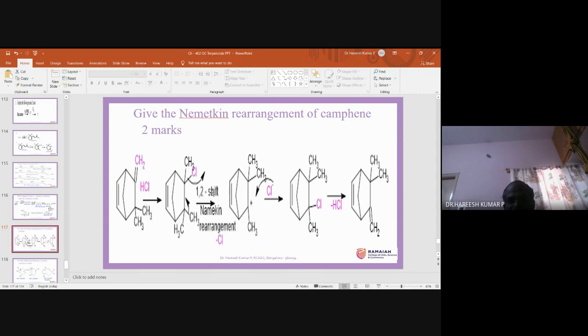So the main Nametkin rearrangement is only the 1,2 shift of the methyl group. More particularly, Cl will go out and this will attack here. So this is only the Nametkin rearrangement. But since there is a mention of the campaign, you need to write all these things. So with this, I will go to the next slide.